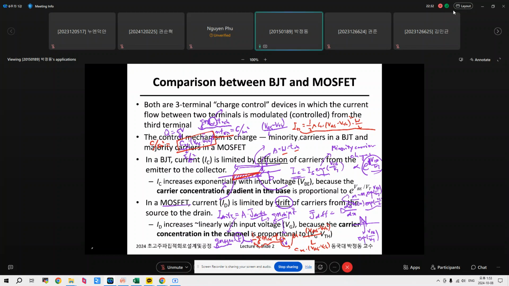Okay? This is the simplest way of deriving current in the MOSFET in saturation situation. Okay, so for a more accurate derivation, you have to take an integration, right? But considering the limited time, I will just simplify this way.